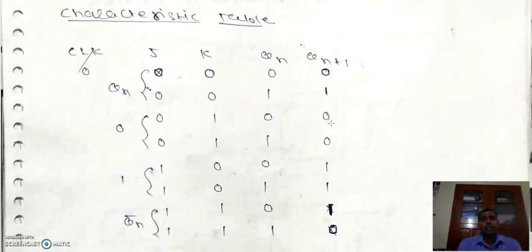Now the characteristic table, as already we have told, in the characteristic table we take J, K and Qn. If JK is 0 0, then Qn may be 0 or 1. Similarly, if JK is 0 1, Qn may be 0 or 1. If JK is 1 0, Qn may be 0 or 1. If JK is 1 1, Qn may be 0 or 1. So for JK equal to 0 0, we get the previous state. If Qn is 0, the next state will be 0. For 0 0, if Qn is 1, Qn plus 1 is the previous state, that is 1.